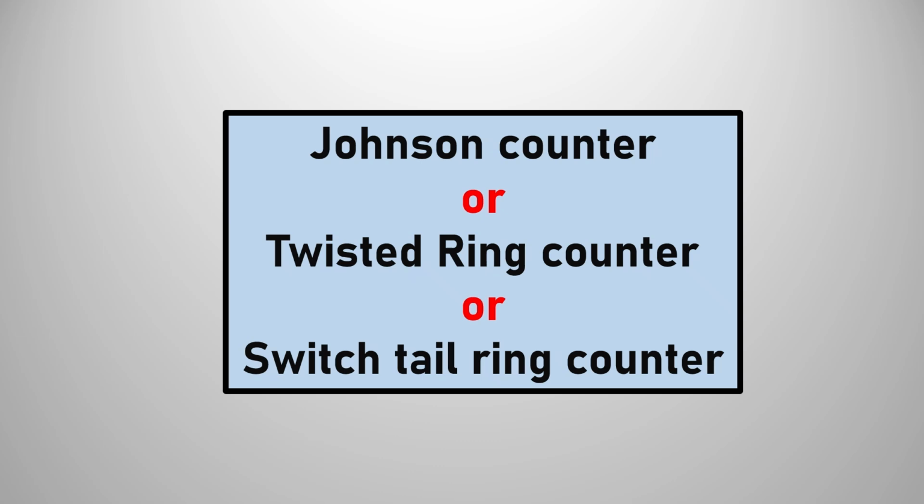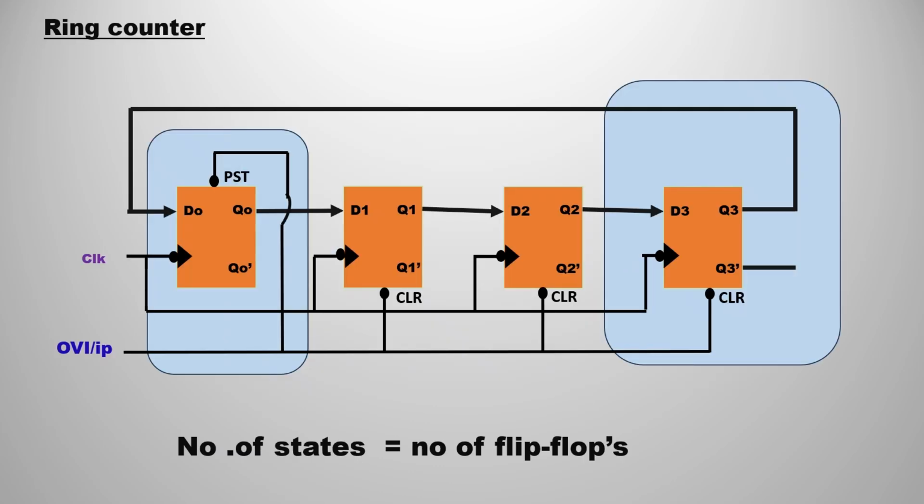In this video we are going to discuss the Johnson counter, also called the twisted ring counter, or the switch tail ring counter. So let's get started. In the previous video we have already covered the ring counter. A small change in the ring counter makes our Johnson counter.